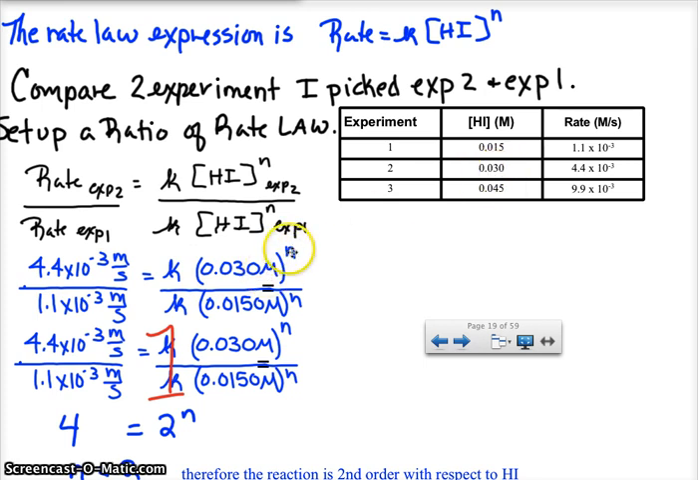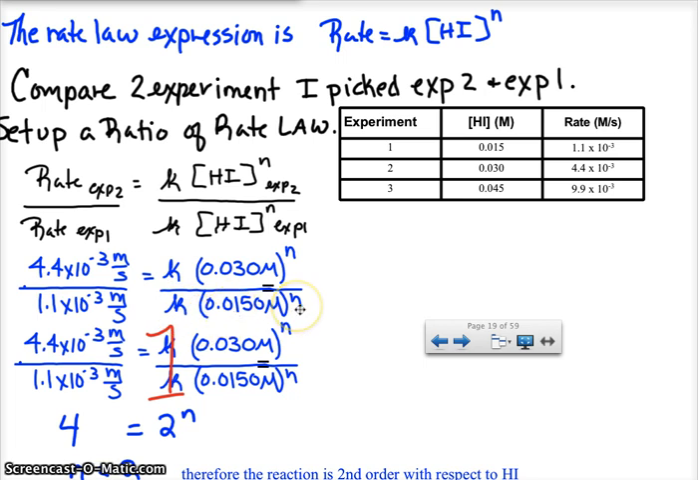I'm then going to compare that to the information for experiment 1, which is right here. It has a rate of 1.1 times 10 to the negative third. I'm putting that right here. 1.1 times 10 to the negative third, and this is equal to k times the concentration, which is 0.0150 molar to the nth power.